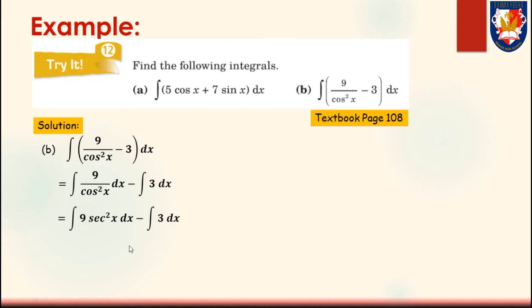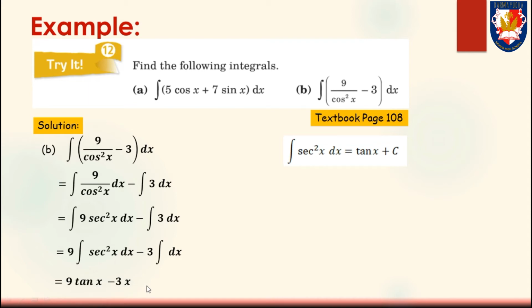Using the constant multiple rule, we will have 9 times integral secant square x dx minus 3 times integral dx. We will substitute the integral of secant square x dx equals tangent x plus c. So we will have 9 times tangent x minus 3x plus c.